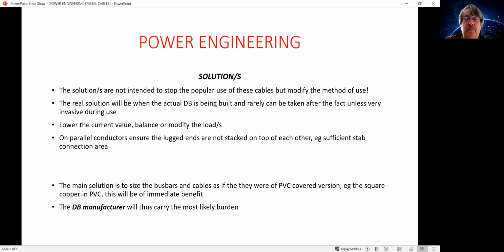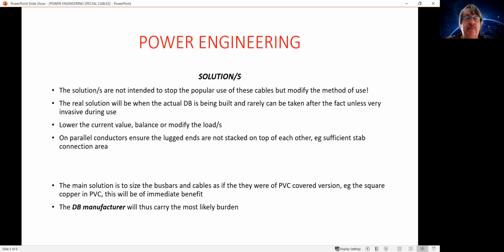You could, as a potential solution, lower the current value, decrease the actual physical load on a product, or rebalance loads and phases. That may be the easy way out. With parallel conductors, typically what we see is that people make the lugs stack on top of each other. Now, that's not a very good idea, because the heat is then on a very small area with a high current. So that in itself generates a hot spot on the busbar. So even that is potentially a problem.